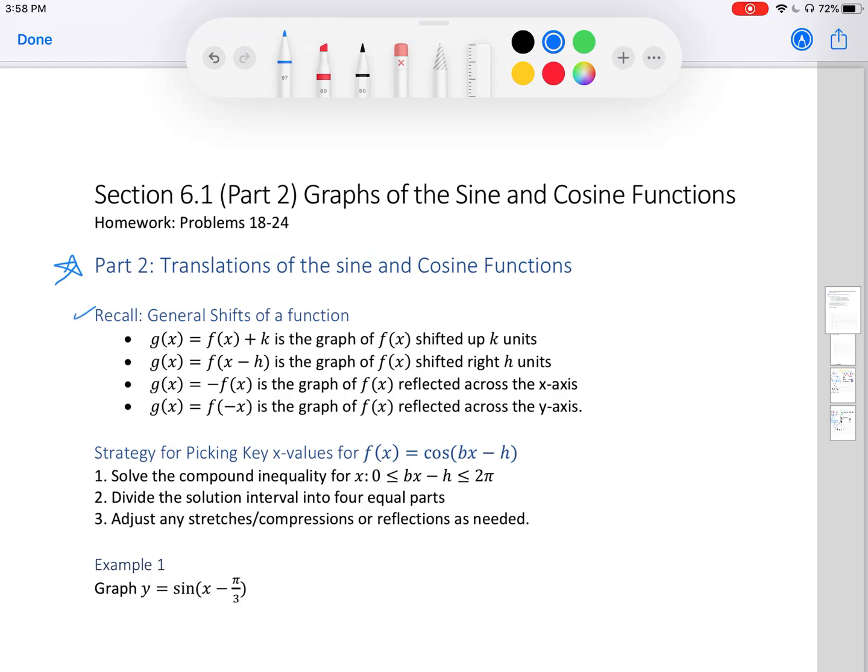So to recall general shifts of a function, if a function has a plus k, then we have a shift up k units. If it's a minus, it'll be down k units. If we have a plus or minus within the argument, then it's a shift to the right or left. If it's a minus, it's a right h. If it's a plus, it'll be a left. If we have a negative in the front of our function, then it's reflected across the x-axis. If our negative is within our function, then it's across the y-axis.